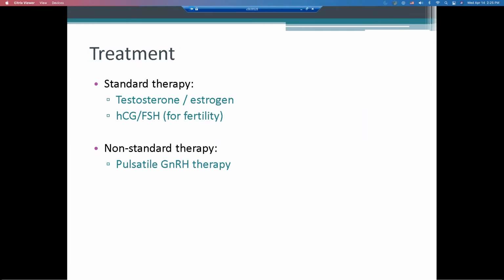Correct. So the GnRH cells are not functioning properly, so they do not produce gonadotropin releasing hormone. So you have low LH, low FSH, and low testosterone. Okay, let me flip the coin. What if you find a patient with delayed puberty, but the LH and FSH are very, very high, with testosterone low? What do we call that?